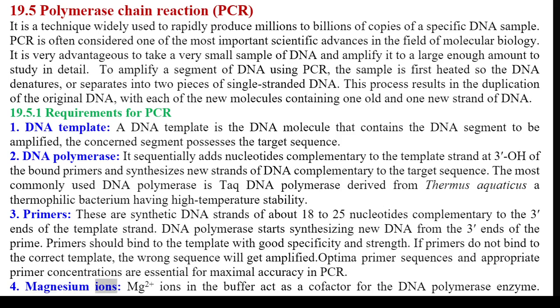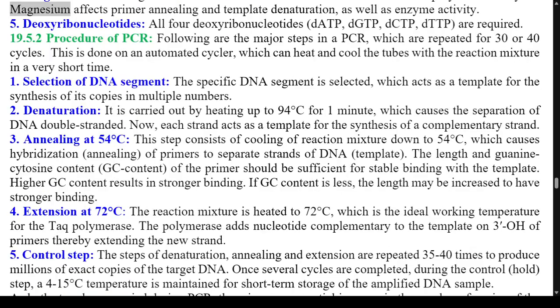4. Magnesium ions. Mg2+ ions in the buffer act as a cofactor for the DNA polymerase enzyme. Magnesium affects primer annealing and template denaturation, as well as enzyme activity. 5. Deoxyribonucleotides. All 4 deoxyribonucleotides, dATP, dGTP, dCTP, dTTP, are required.